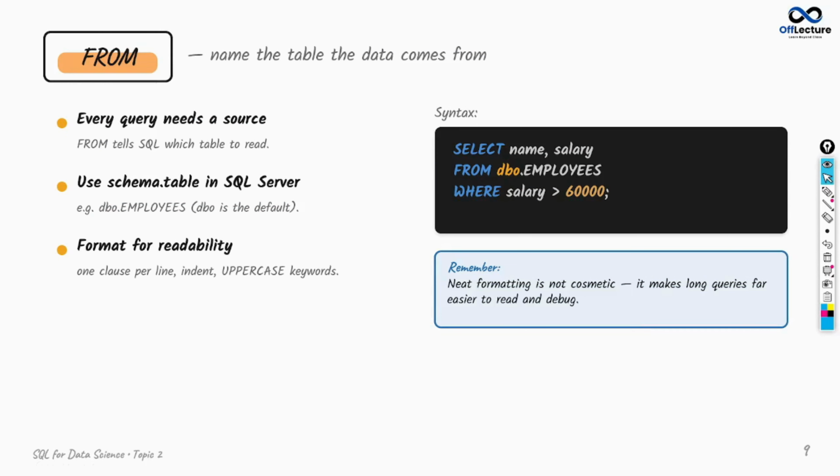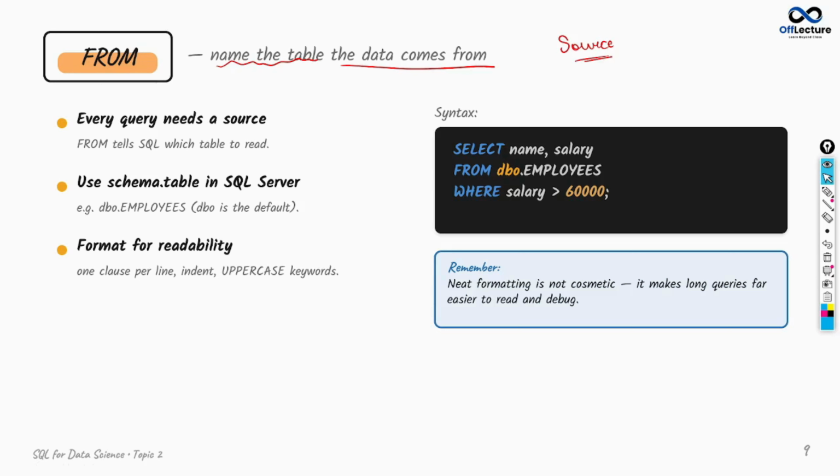Now comes the from clause, which you have already understood by now. From names the table your data comes from. This is the name of the table from which your data will come. Every query needs a source, that is, from something you have to extract the data.